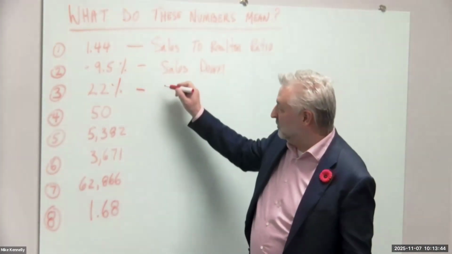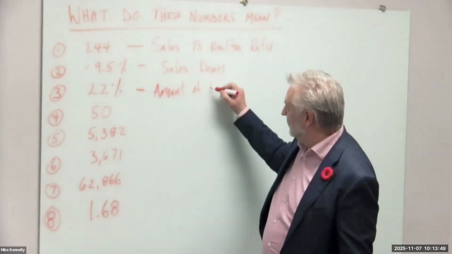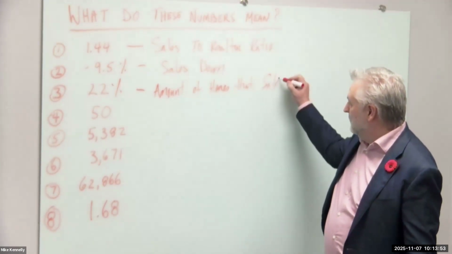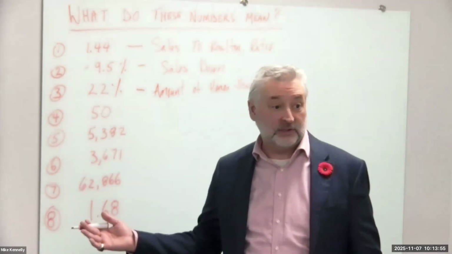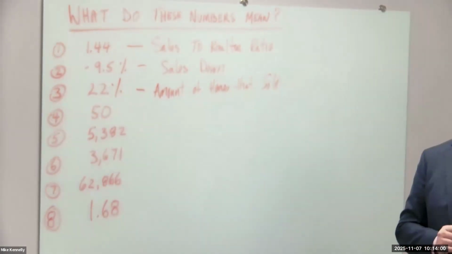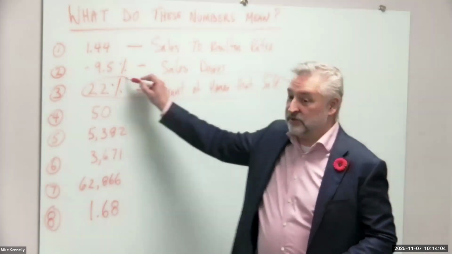It's the amount of homes sold versus homes listed, so you get a book. What we do is we take the active listings and divide, well, actually, the sales divided by the active listings. So only 22% of all homes on TRREB sold in the month of October.